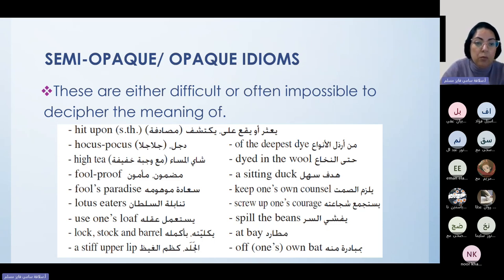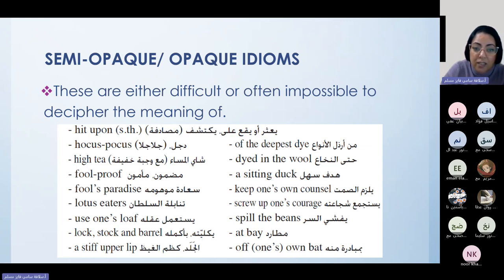Okay? Like one of these, let's say Bayan, read this. Hocus pocus. Okay, we have all heard of hocus pocus in the magic realm. What does it mean? دجل. Okay.